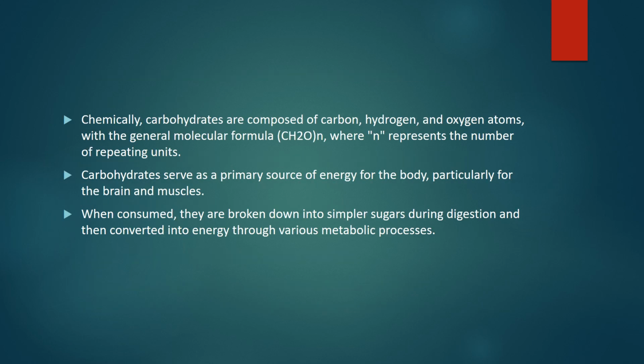Chemically, carbohydrates are composed of carbon, hydrogen, and oxygen atoms. The general molecular formula for carbohydrate is CH2O n, where n represents the number of repeating units. It serves as a primary source of energy for the body, particularly for the brain and muscles. When you consume carbohydrates, they are broken down into simpler sugars during digestion and converted into energy through various metabolic processes.